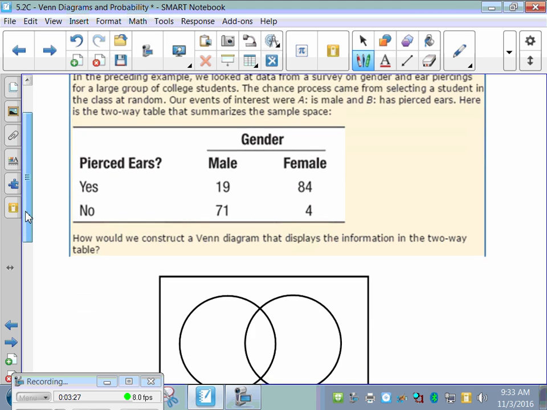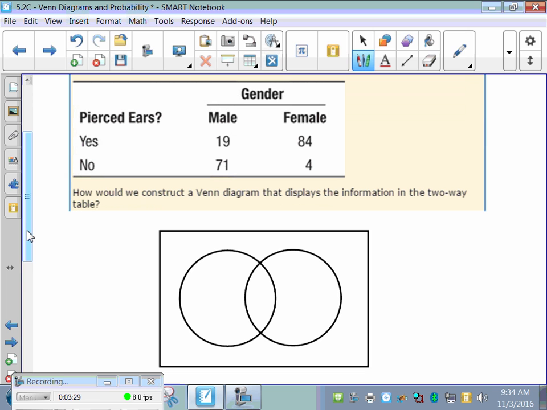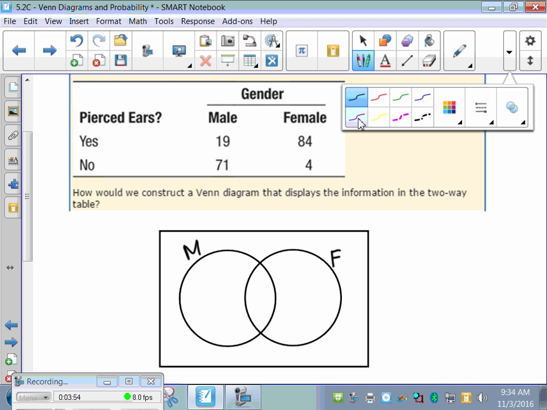Our circles represent the gender, so I'm going to label my circles male and female. And we want to fill in as many numbers as we can. Anyone know what goes in the middle of the Venn diagram? What number? What do you think? Yeah, right here.